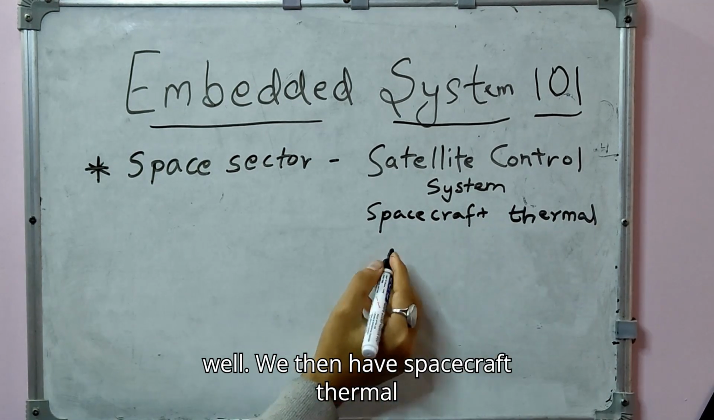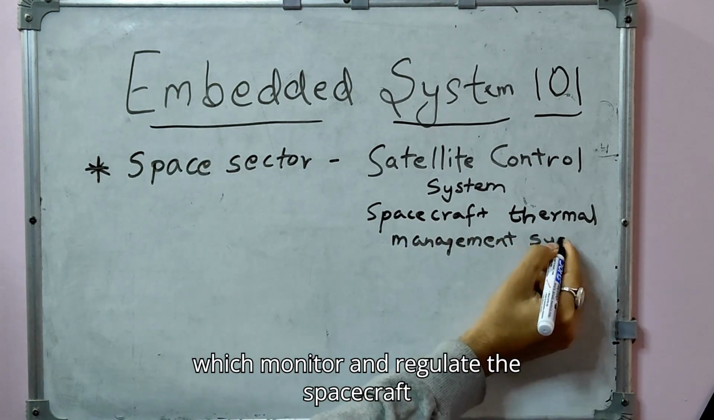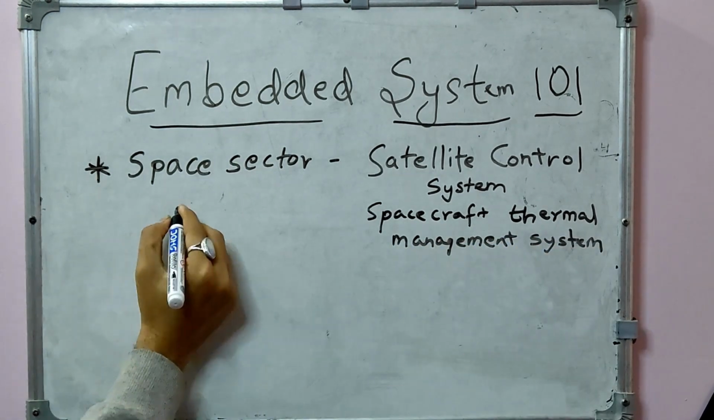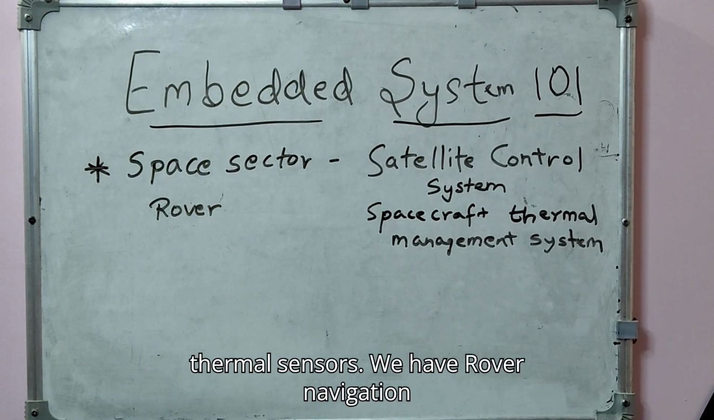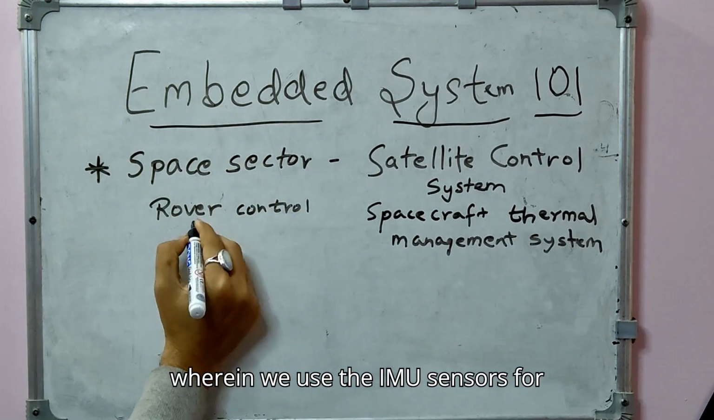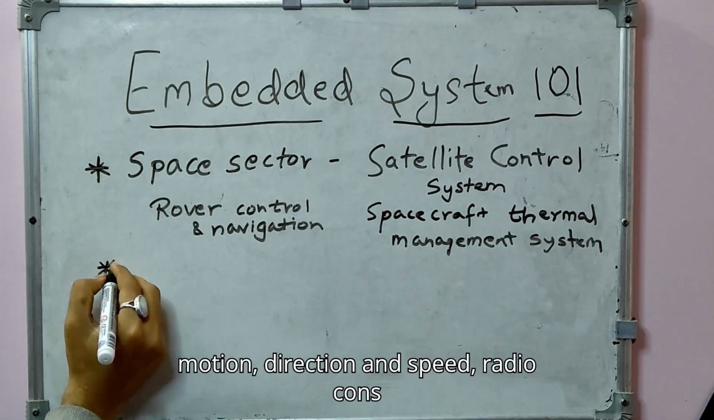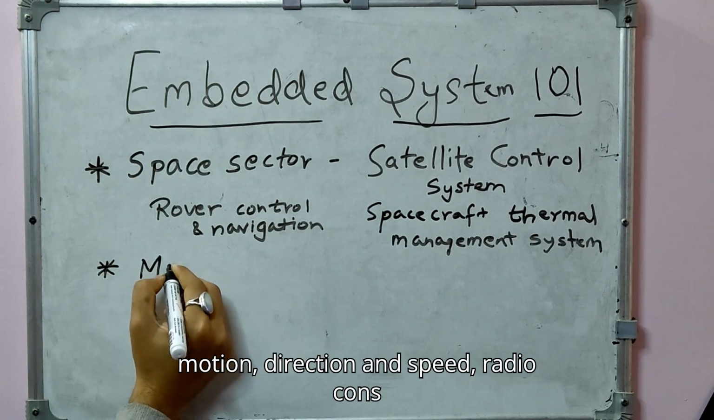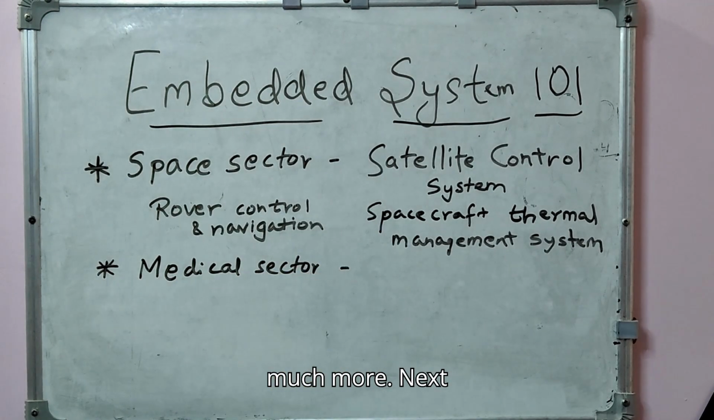We then have the spacecraft thermal management system. These are controllers which monitor and regulate the spacecraft's temperature using heaters, radiators, and thermal sensors. We have rover navigation, wherein we use IMU sensors for orientation of the vehicle, wheel encoders to control wheel motion direction and speed, radio comms for signal exchange, solar trackers, and much more.